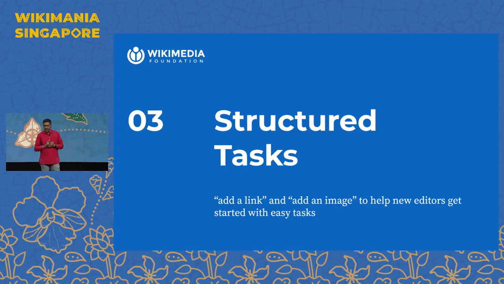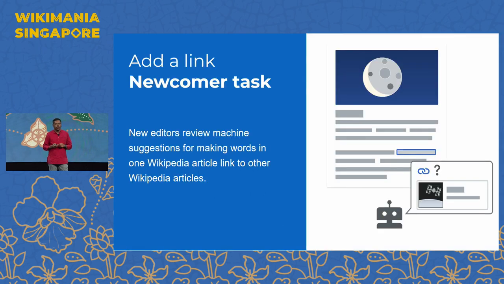Let's talk about another use case of machine learning here, structured tasks. Here we are talking about very simple tasks that we can suggest to newcomers, new people who registered on wikis, so they get an idea of what to contribute. Okay, I know that I can contribute to Wikipedia, but what to contribute? This tool suggests a simple task: adding links to an existing article where it is missing.